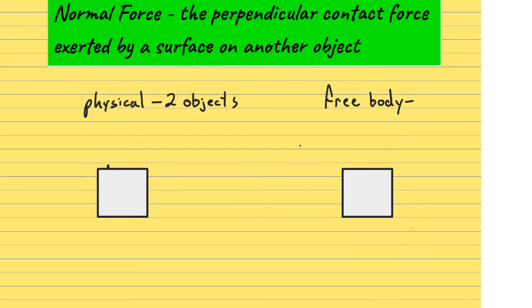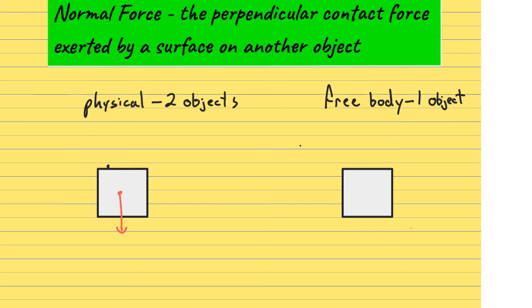And that just shows the forces on one object, a single object. All right. So with the physical diagram, we draw the forces from the centers of the two different objects in the direction of their interaction. So we have one force going down here. That's going to be the force of weight.